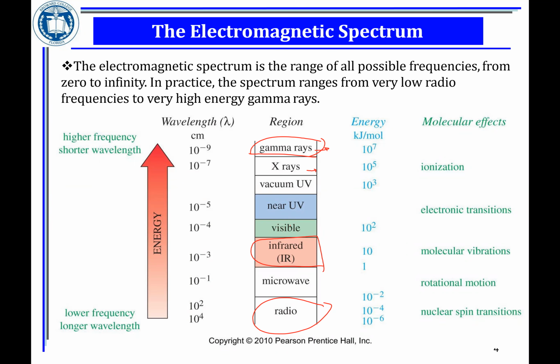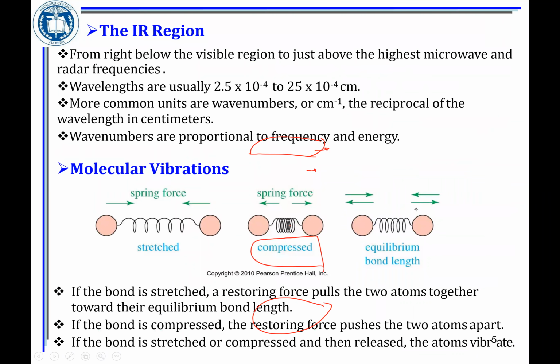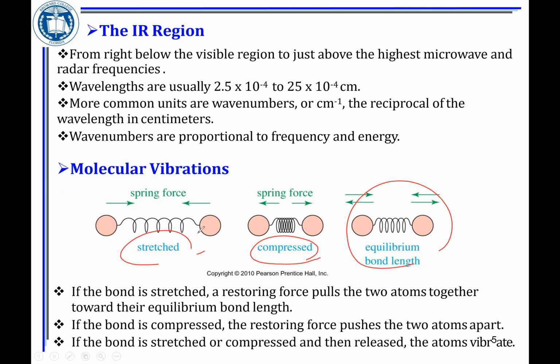It's not enough to break the bond. It's just enough to vibrate the bond. So if you look at this diagram here, it shows the effect of the light in the IR region on the bond. It will stretch and then it goes back to equilibrium. It can be compressed or stretched, but this is the equilibrium.